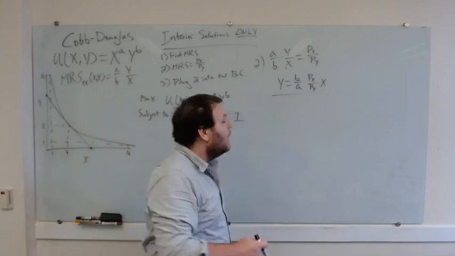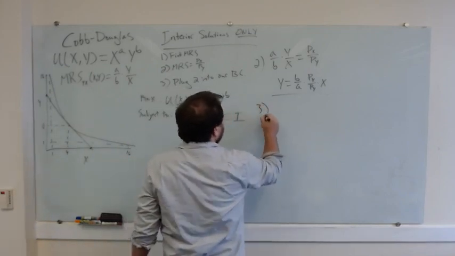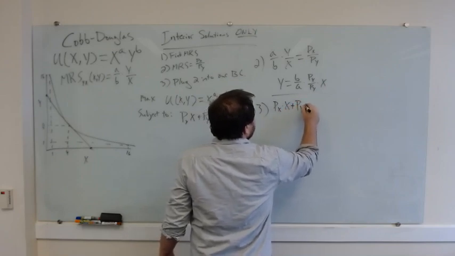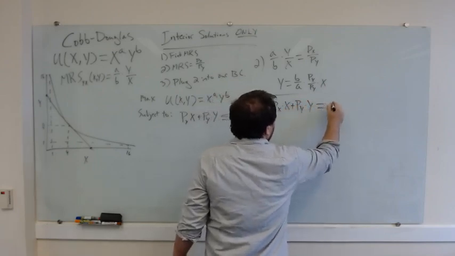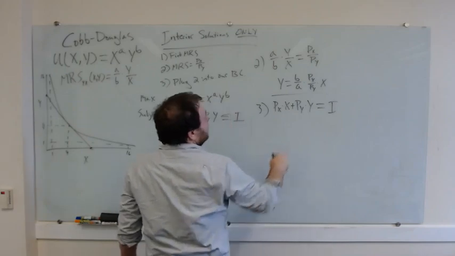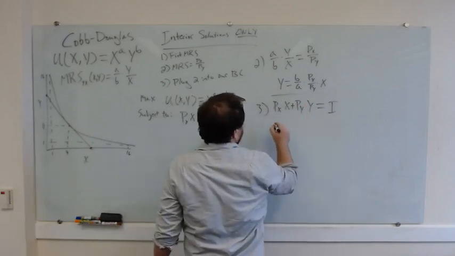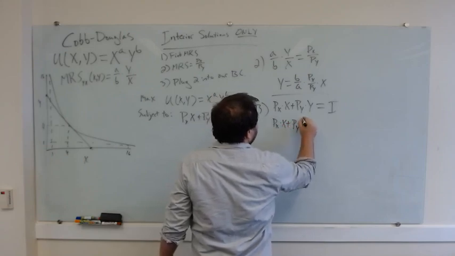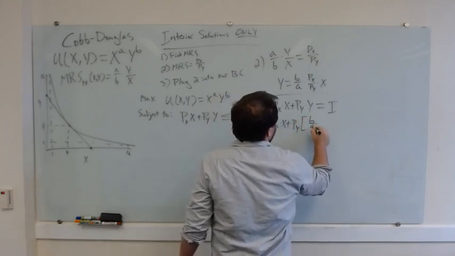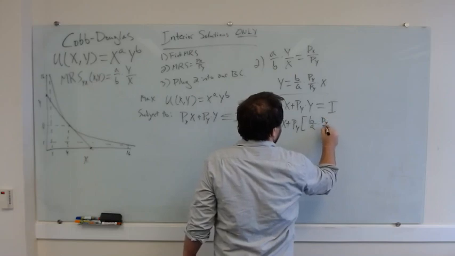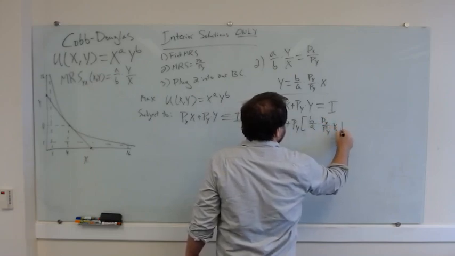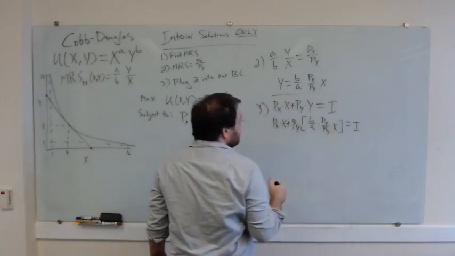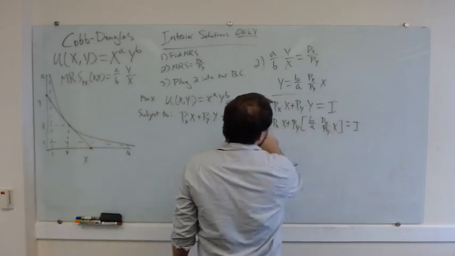Cool. Okay, so now we're gonna plug this into our budget constraint, right? So we're gonna say Px times X plus Py times Y has to equal our income I, right? And we're gonna plug in our value for Y, so we'll say Px times X plus Py times B over A times Px over Py times X equals I, right? Py over Py cancels out. And I'm going to rewrite this as B over B.